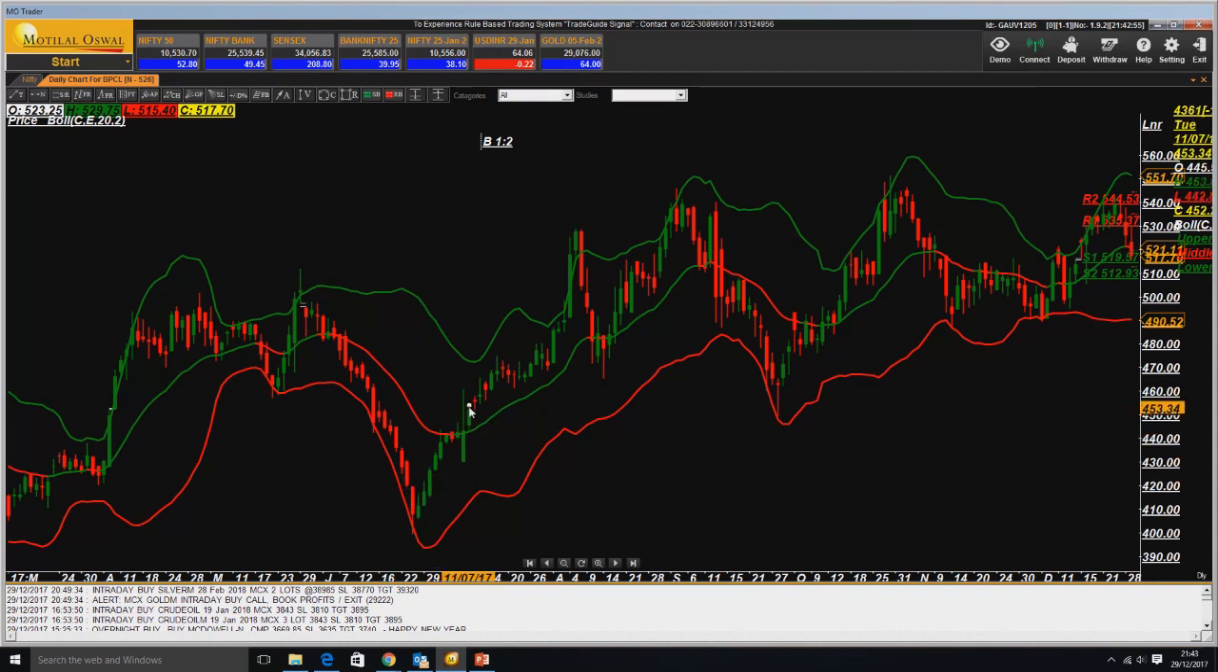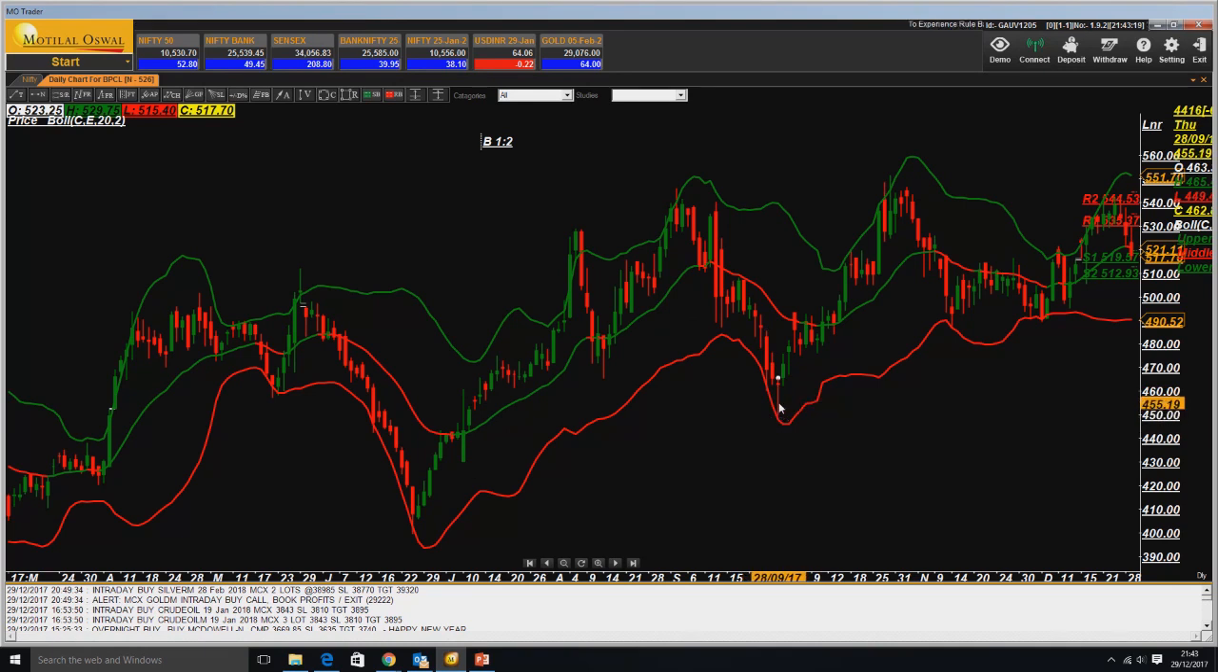You became long here, as you see the price has closed above the central line, and you remain long in that trade till it touches the upper band, right? You book your profits, you don't do anything over here. Once you see the price closes below this lower central line, you became short, and your immediate target is the lower part of the Bollinger Band.